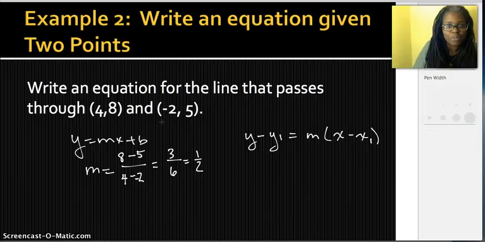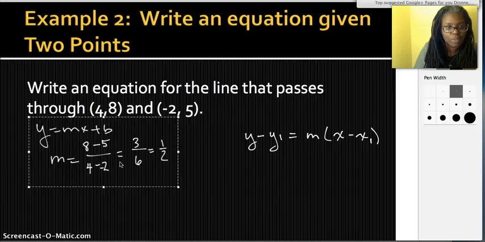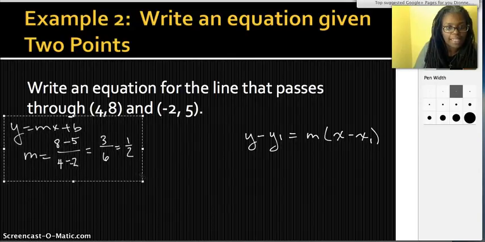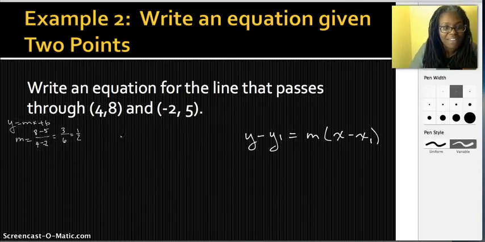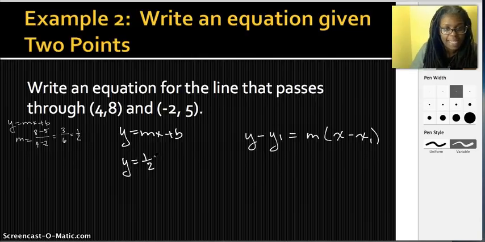So here's what I'll do. I'm going to shrink this, move it away a little bit so I have more space, and think about what I need to do. Now I've got the slope. I know my situation is y equals mx plus b. So I'm going to replace this m with the slope. Still looking for b, I get that, but I'm going to first start by doing that.